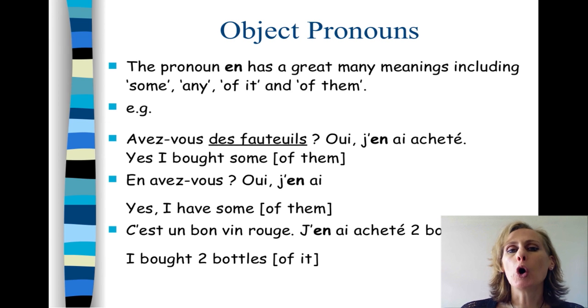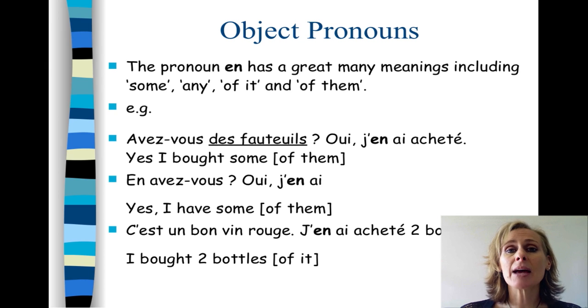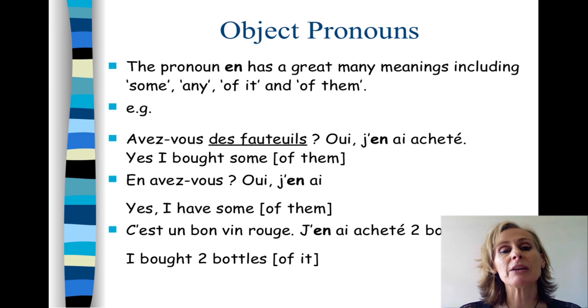The pronoun en has a great many meanings, including some, any, of it, and of them. For example, avez-vous des fauteuils? Have you some chairs? Oui, j'en ai acheté. Yes, I bought some of them. In English, we often drop the of them. In French, you can't. You must always include it, so you must always include the en.